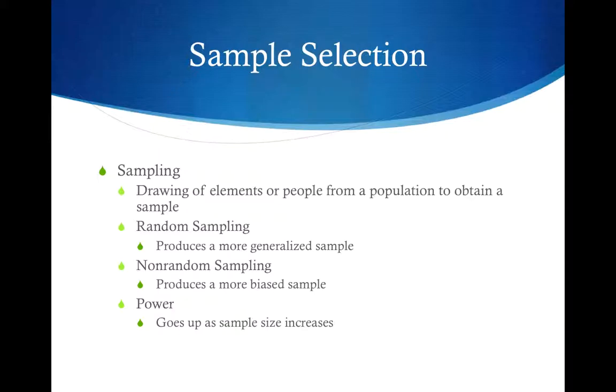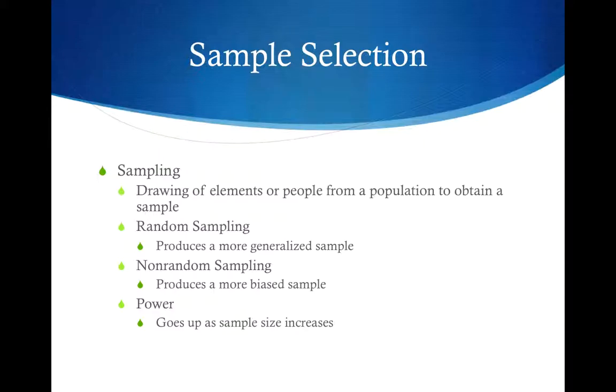All right, so your sample selection: how are we going to pick who participates in our study? Sampling is the drawing of elements, or in this case, people from a population to obtain a sample. Obviously you can't sample all 8 billion people in the world. So how are we going to sample a selection of them and make it work and be reliable? There are 2 different types: a random sample or a non-random sample.